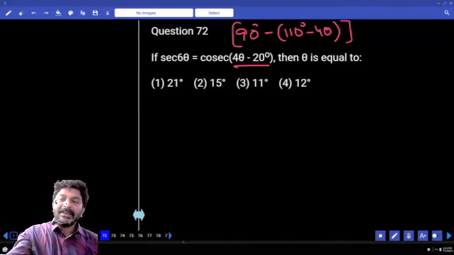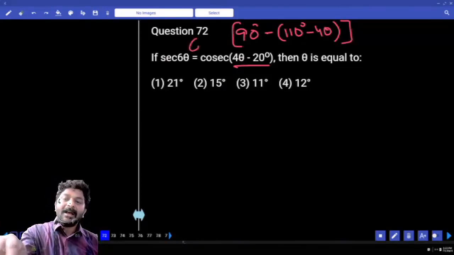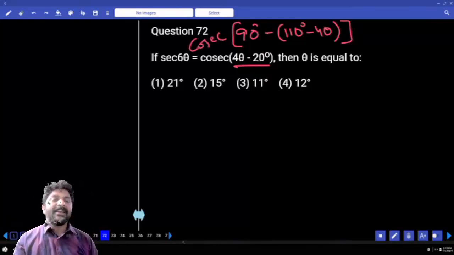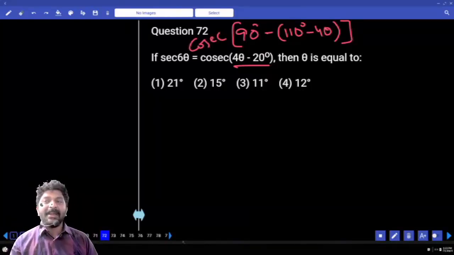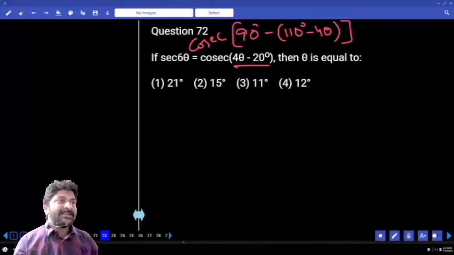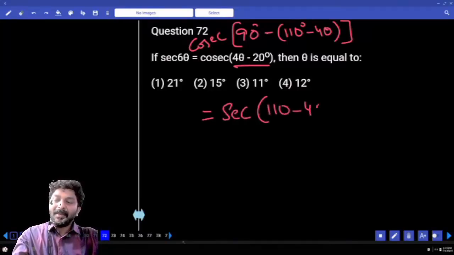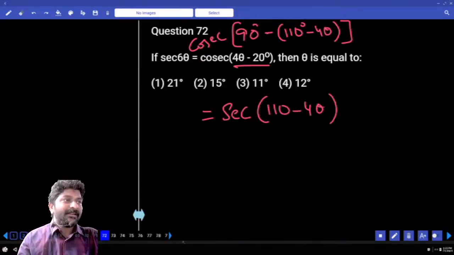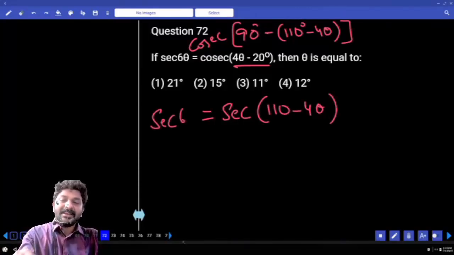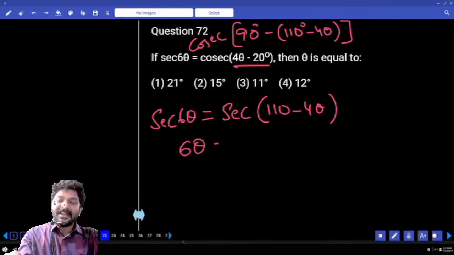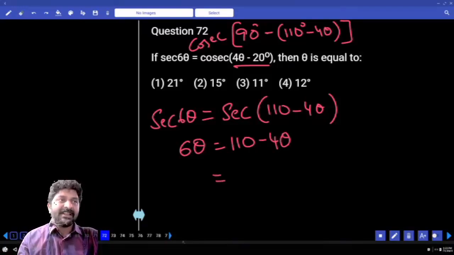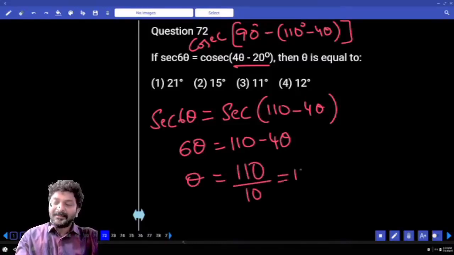So instead of 4 theta minus 20, I will write it like this. So cosecant of 90 minus 110 minus 4 theta. Cosecant 90 minus theta is equal to secant theta. So the right hand side becomes secant 110 minus 4 theta. Clear? Left hand side we have secant 6 theta. From this, 6 theta is equal to 110 minus 4 theta. Theta goes to one side. 10 theta is equal to 110. Then theta is equal to 110 divided by 10. Answer 11 degrees.